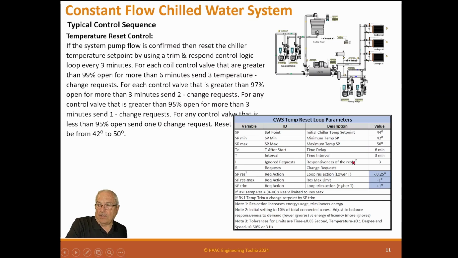All right, and the tolerances for these limits are, for time, plus or minus half a second. Temperature is plus or minus 0.10 of a degree, and speed is 0.5% of speed, or 3 hertz. So those are the limits, the tolerances for these values.